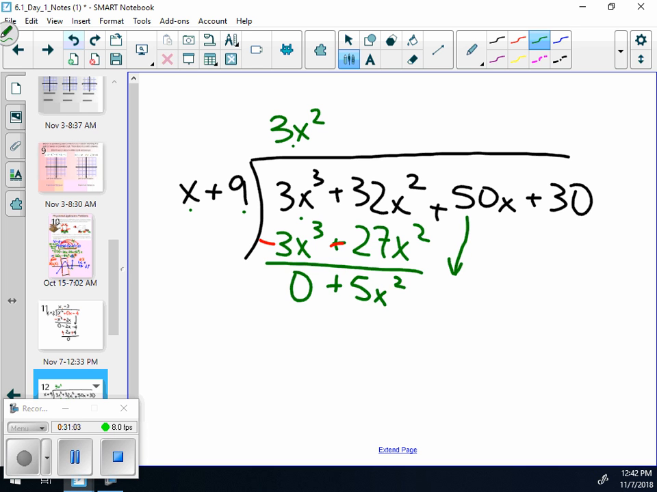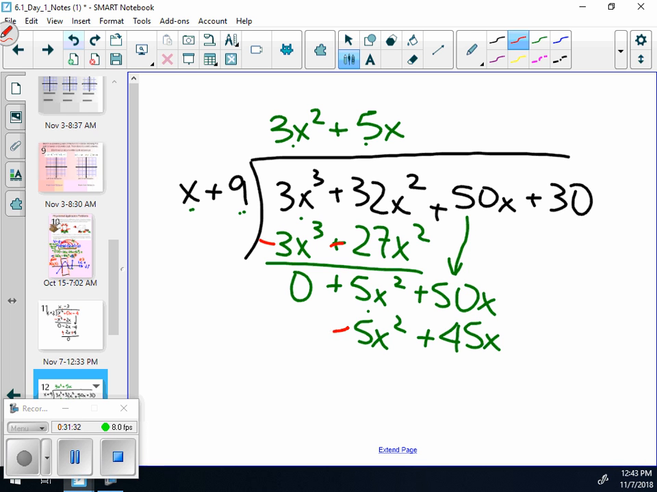From there, we drag down this 50x. From the 50x, we know we have an x times something will get us to 5x squared. So x times 5x gets us 5x squared. And then 5x times 9 would give us positive 45x. Yes? Okay, then we take the opposites of those, and we'll end up with 0, and then we'll end up with 5x.